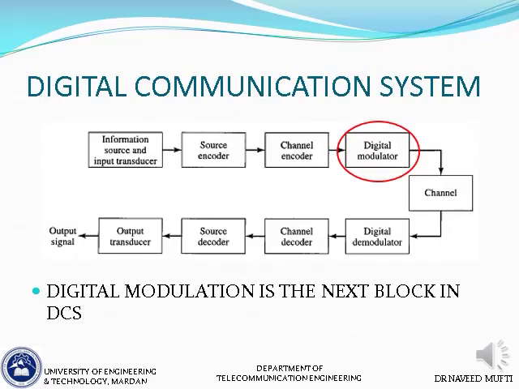Okay, so now the next block we are going to study in our digital communication system is that of the digital modulator. So that's the focus of attention during this week. And modulation, as you know, is normally the last step before the signal goes out to the channel. So whatever conditioning needs to be done to the signal is done in this block. So the signal is basically prepared for transmission over the channel. That is the main purpose of modulation. So digital modulation is what we are doing next.